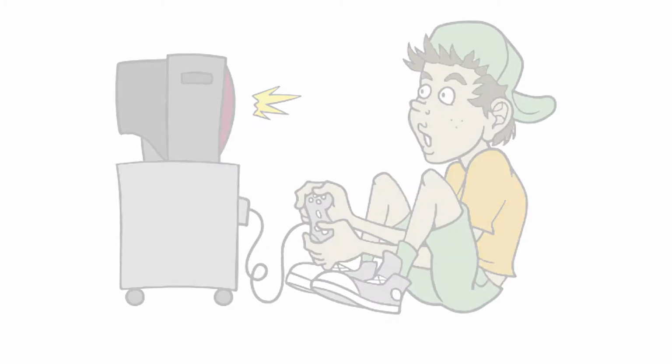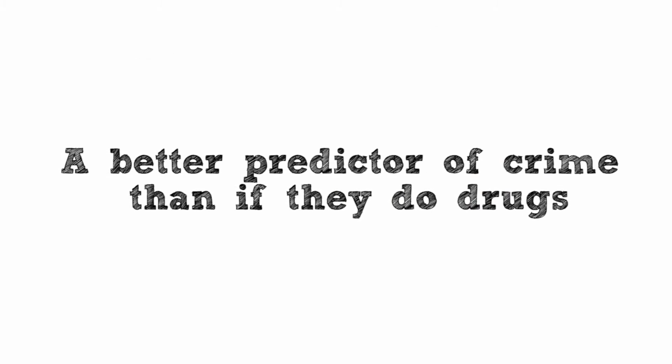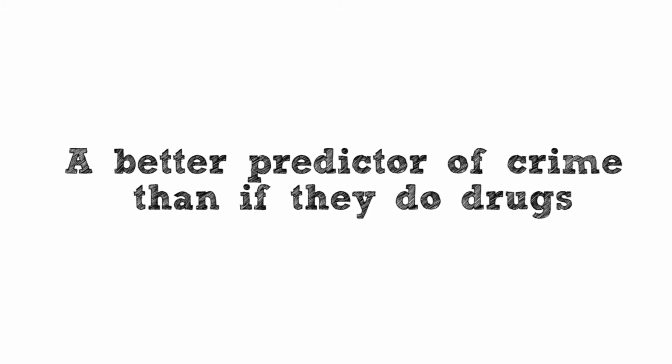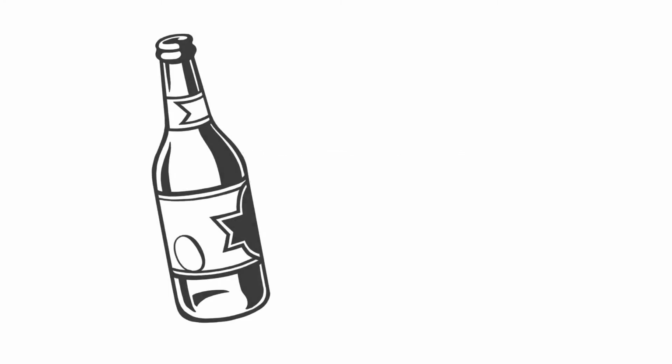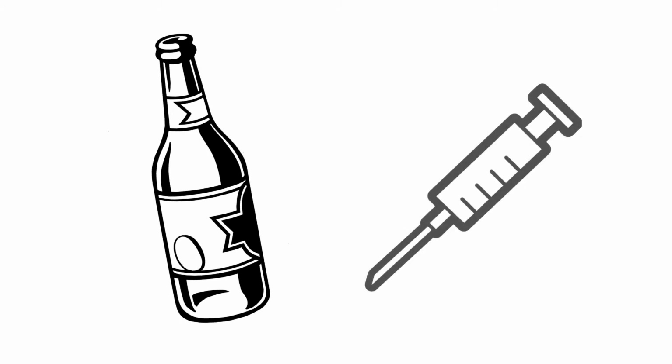For instance, playing violent video games is a better predictor of whether someone is going to commit a crime than if they do drugs. The statistics say that teens who spend a lot of time playing violent video games are more impulsive and more aggressive than teens who don't. They are more likely to do risky things like drink or do drugs. They also have a higher rate of depression.